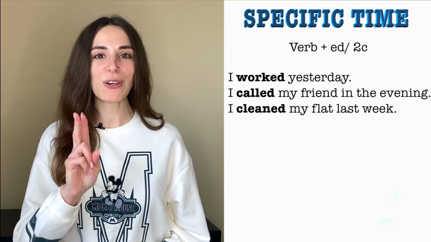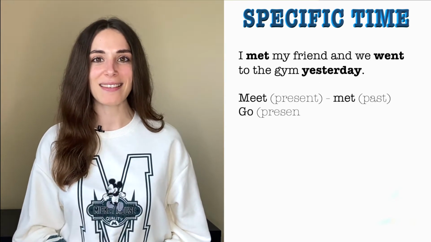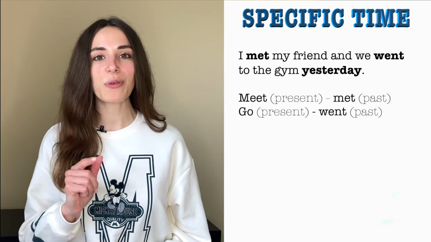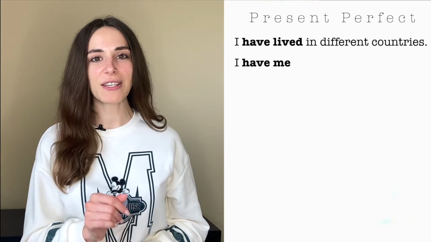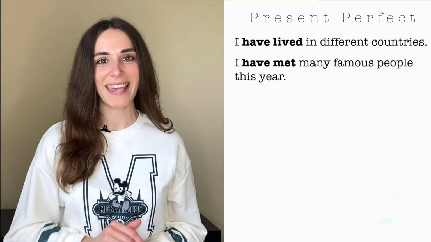So think about 2 things that you did yesterday. Personally, I met my friend yesterday and we went to the gym. Met and went are the verbs from the second column, meet and go. Let's move on and look at these sentences. I have lived in different countries. I have met many famous people this year.